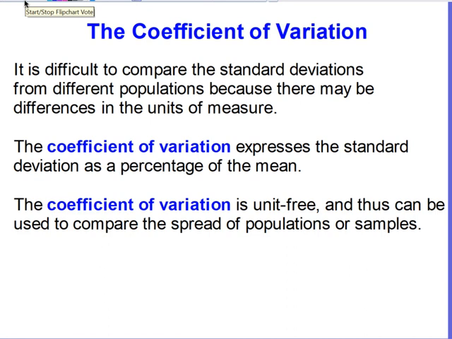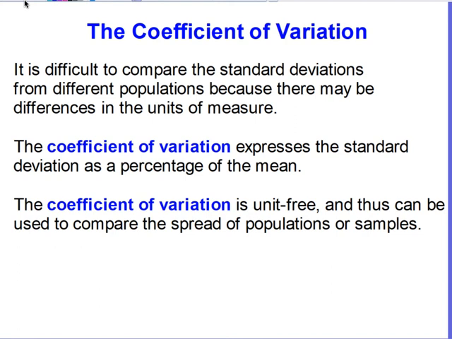Okay, the coefficient of variation. It is difficult to compare the standard deviation from different populations because there's many different units of measurement. I think of it this way: if we were to do a study on temperature in the United States, we'd do that by Fahrenheit. If we were to go anywhere else, it's basically going to be Celsius.